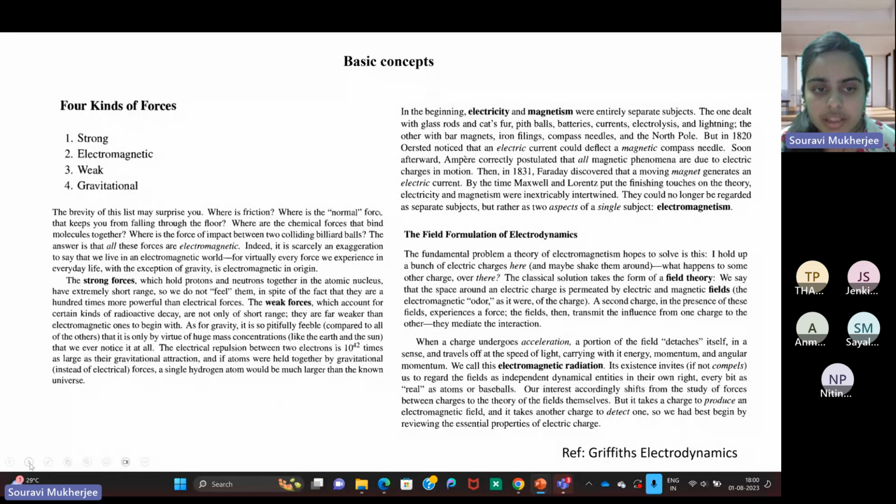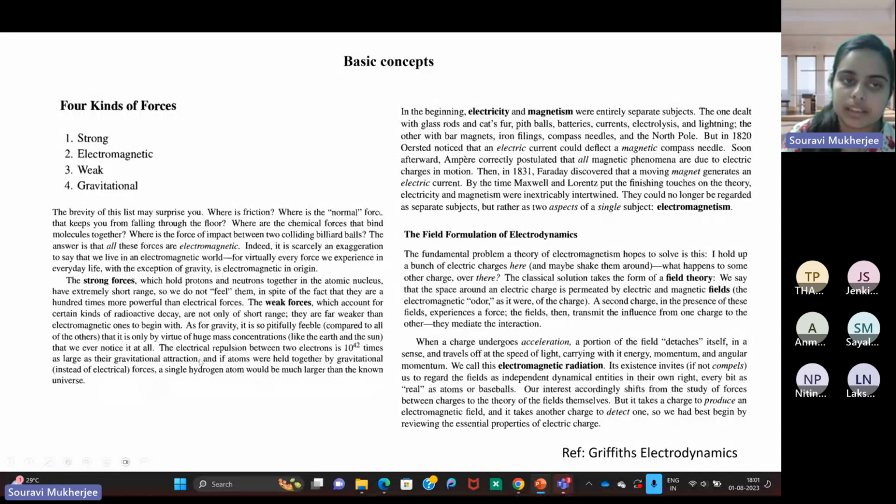So as you can see here, this is just an estimation which shows how electromagnetic forces can be stronger in our realms, right? The electrical repulsion between two electrons is around 10 to the power 42 times larger than the gravitational attraction. So even though gravitational forces are quite long range, the forces that we experience are mostly electromagnetic in nature. That's why electromagnetic forces are essential to understand.